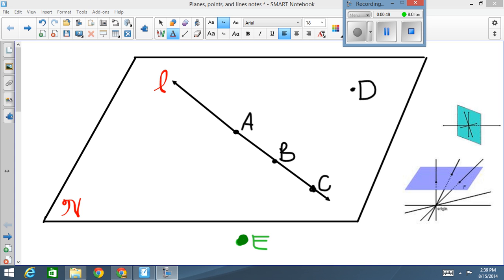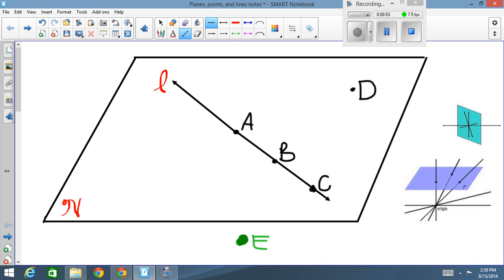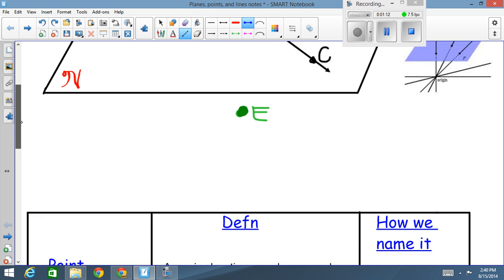There's also a line here that essentially goes from here to here, okay? That line is called line L, and that's shown by that cursive L that you see up there in the upper left-hand corner. So let's go ahead and let's just talk about some vocabulary. Now get out your guided notes here.